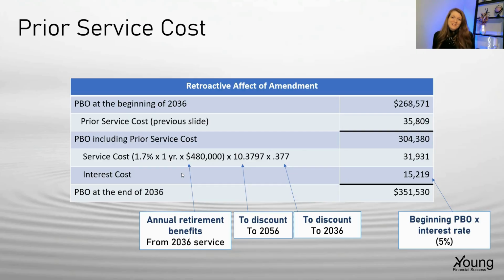Then we jump to our interest and we say, okay, the interest cost is going to be the beginning projected benefit obligation times that 5% interest rate. When we add all of that in, we end 2036 with a projected benefit obligation of $351,530. And this would say, okay, going forward, we've now taken into consideration the prior service costs. We've added all of that in, and going forward, we'll just keep using the 1.7%.